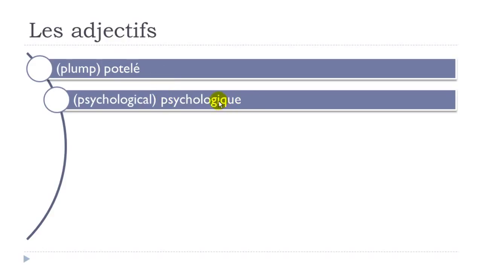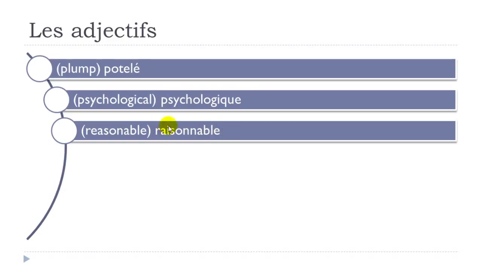Psychologique. Okay, remember at the end you've got this K. Okay, so ic, and then Y is pronounced like I. Psy, and then it's an exception here because normally we should pronounce it sho, okay, but then we pronounce it ko. Psychologique.